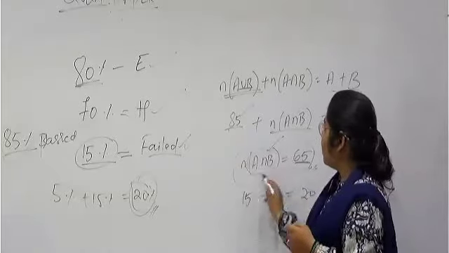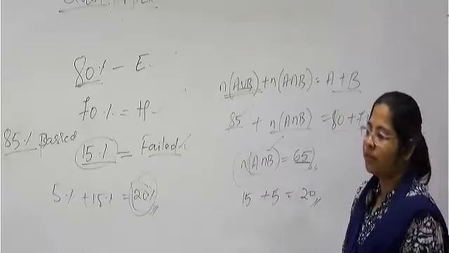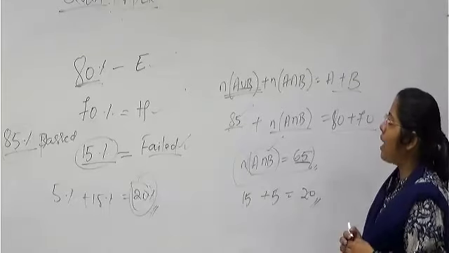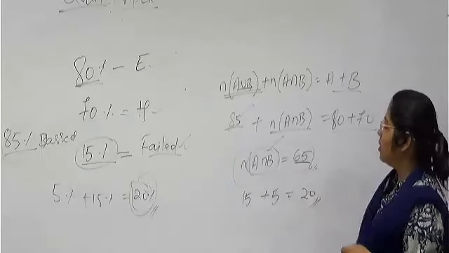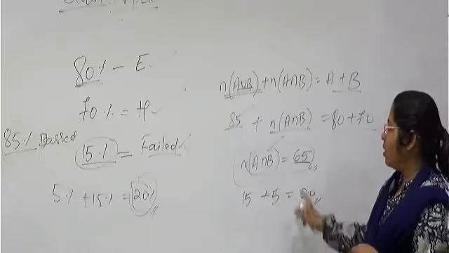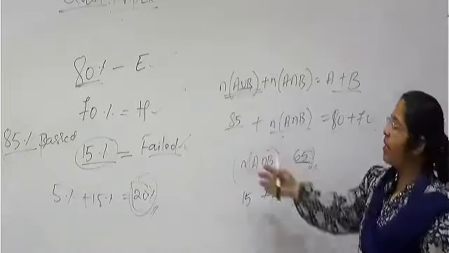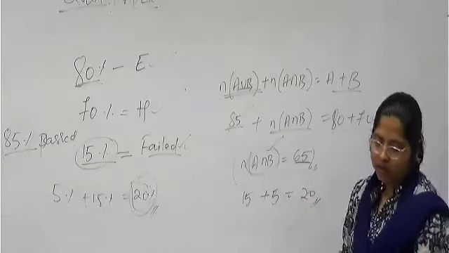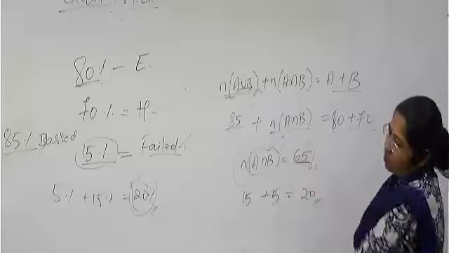A intersection B means passed in both, then the 65 you minus from 80 and 70, again you will get 20. Either of the ways we can follow.